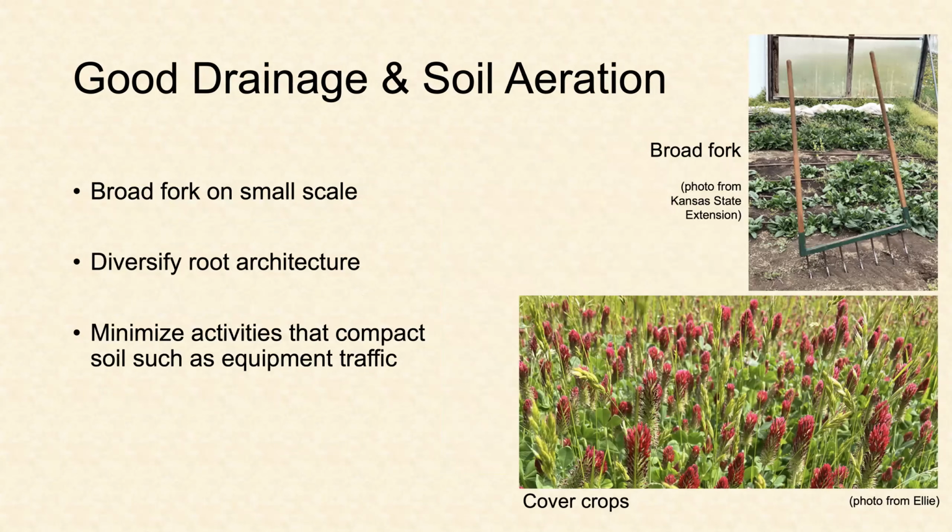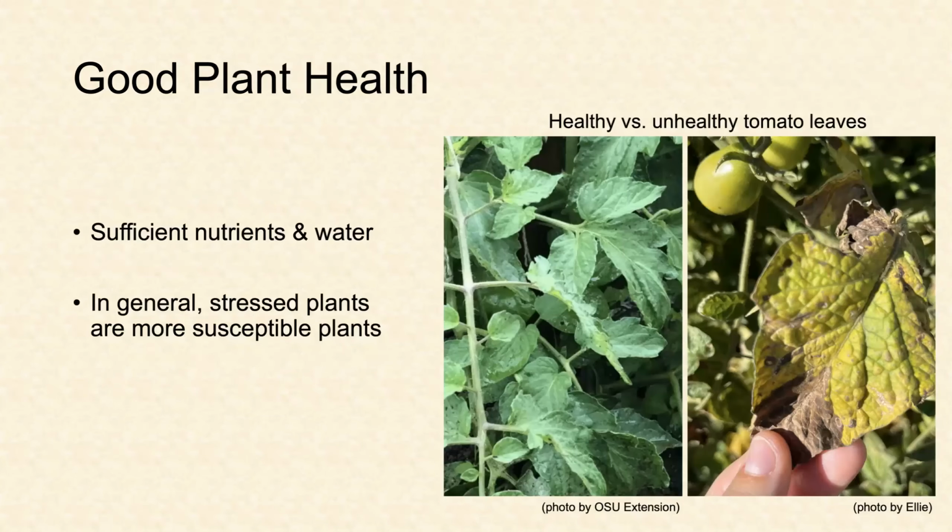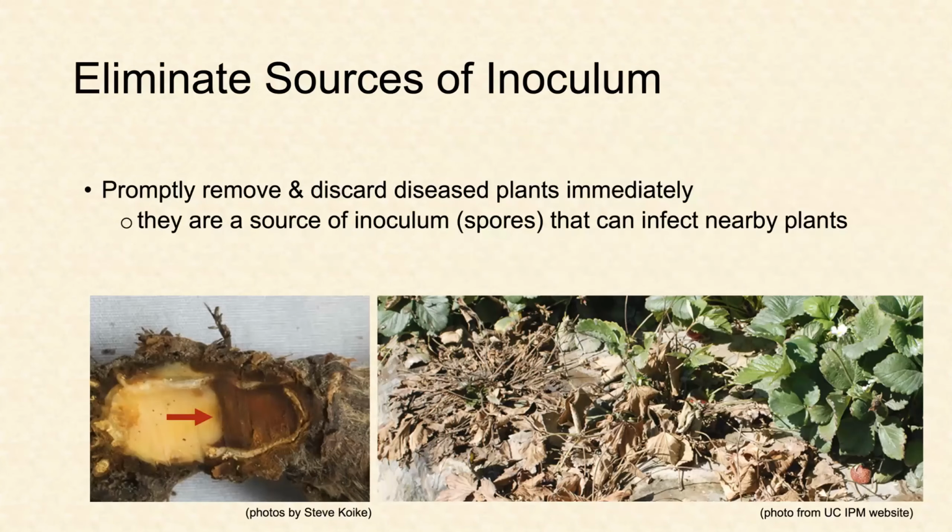So anything you can do to improve good drainage and soil aeration will help to some degree. I know some folks on pretty small scales, and if that's the case, I think a broad fork can be helpful. It is labor intensive for sure, and I'd only recommend it on a tiny scale, but it does help with aeration. On a mid to large scale, you can diversify root architecture through cover cropping or crop rotation, and just generally minimizing activities that compact the soil, like traffic, equipment, stuff like that will be helpful. And good plant health. Anything you can do to ensure sufficient nutrients and water will be helpful, because in general, stressed plants are going to be more susceptible plants.